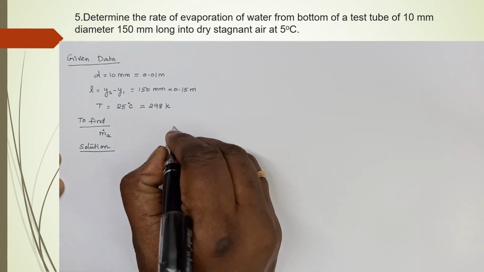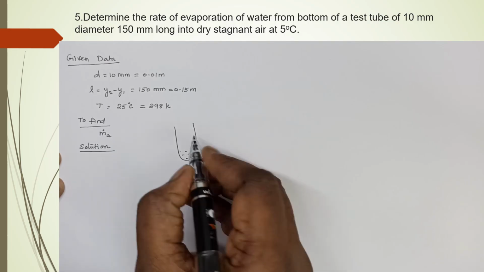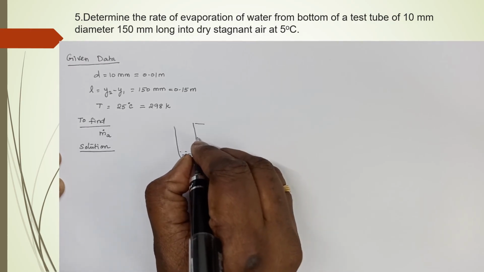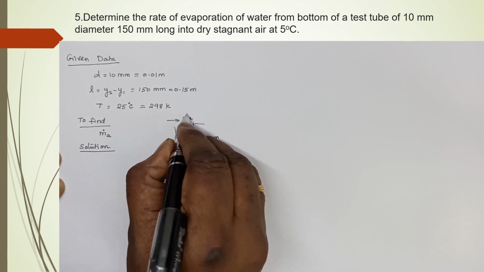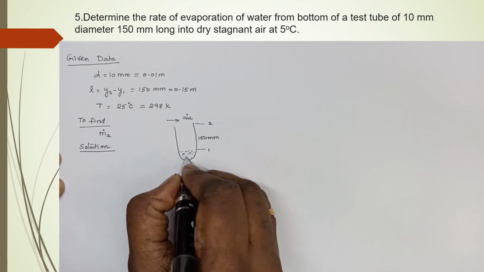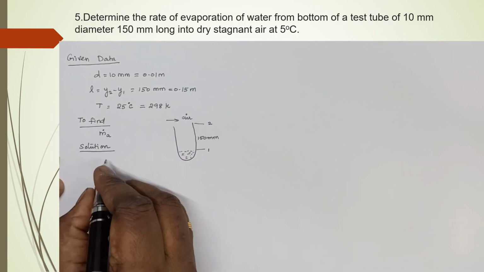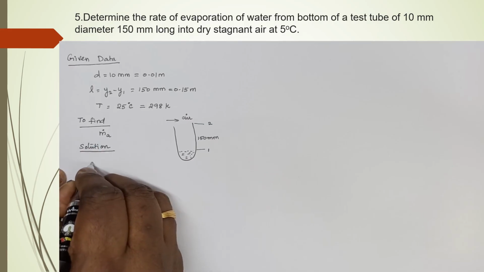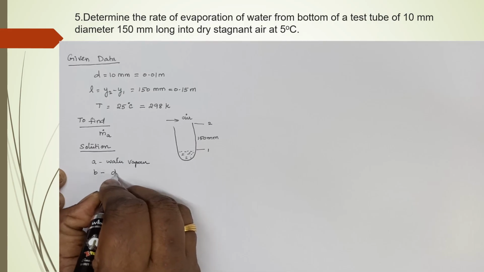What is given is a test tube. At the bottom you have the water, and the length of the tube, y2 minus y1, is given as 150 millimeter. Here the atmospheric air is there, at atmospheric pressure. From this, component A is water vapor and component B is dry air.